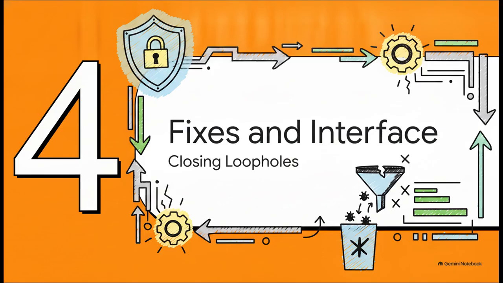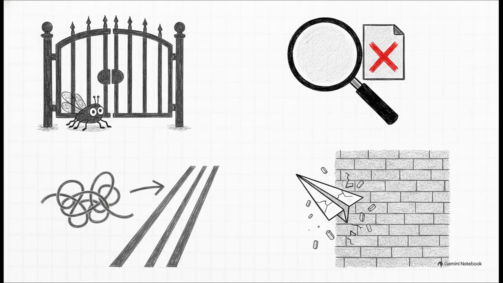Section 4. Crucial fixes and interface. Closing loopholes and polishing remote control. Let's rapid fire through these bug fixes because they are absolutely critical for your production reliability. First, the sandbox trailing slash bypass, where someone could essentially sneak past a directory lock by just adding a slash at the end of a path, is permanently history. That dangerous loophole on Linux and macOS is closed for good.